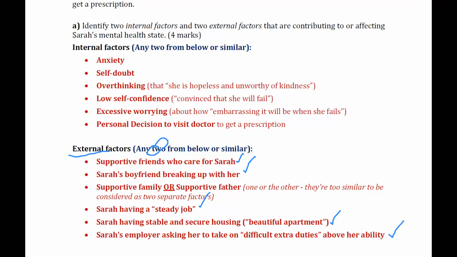Sarah having a steady job, her having a beautiful apartment, that might not have actually been something that you even thought was important, but people who have secure housing, who have a place to live, a roof over their heads, they are going to be protected in terms of their mental health. Okay, it's why people with homelessness have so much mental health issues, because they don't have a stable and secure form of housing. So even her beautiful apartment is a big issue here, and it's something that does affect her mental health. Okay, all of these are just examples of external factors.